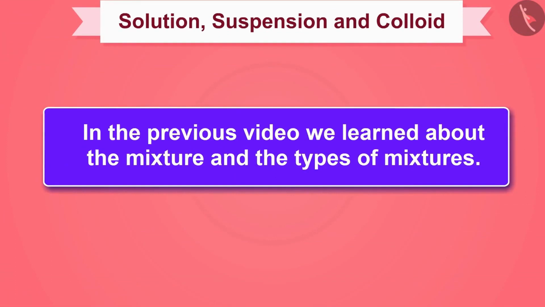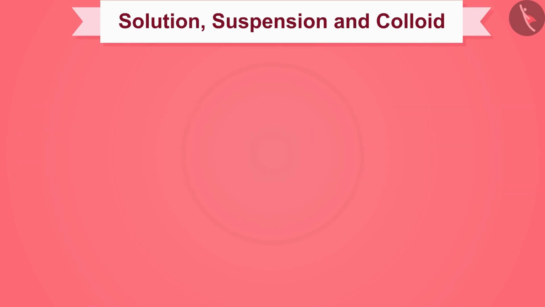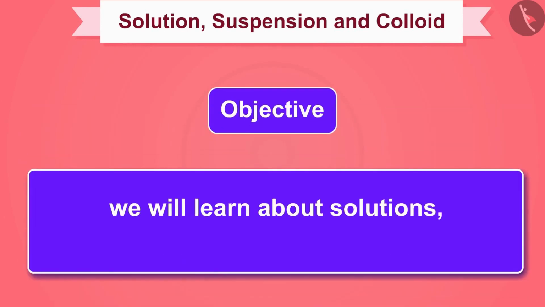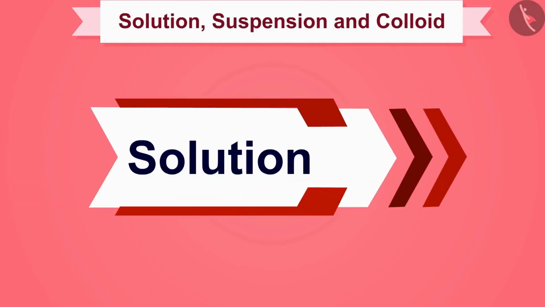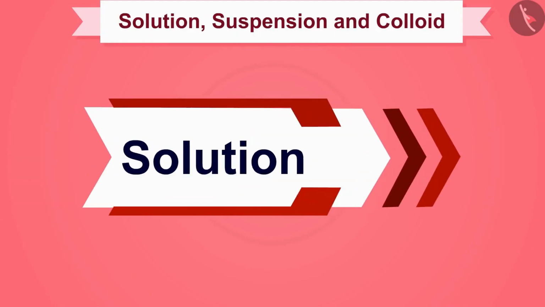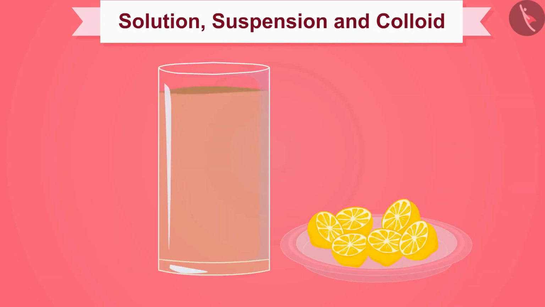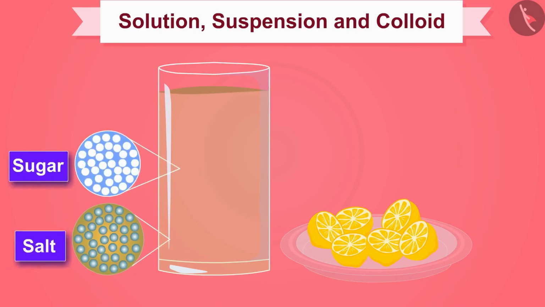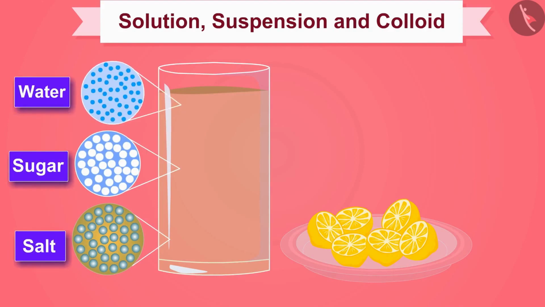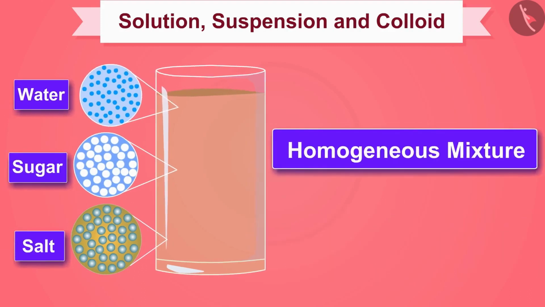In the previous video, we learned about the mixture and the types of mixtures. In this video, we will learn about solutions, suspensions, and colloids. Let us first know what is a solution. Do you like to drink lemon water? Lemon water is an example of a solution that consists of sugar and salt particles and water particles. And because it has the same texture, it is a homogeneous mixture.